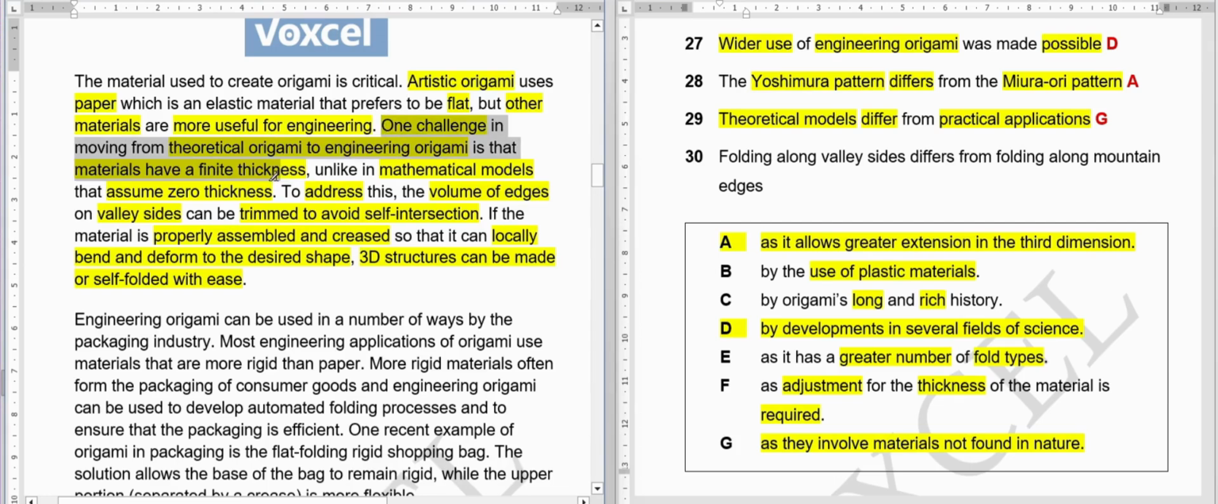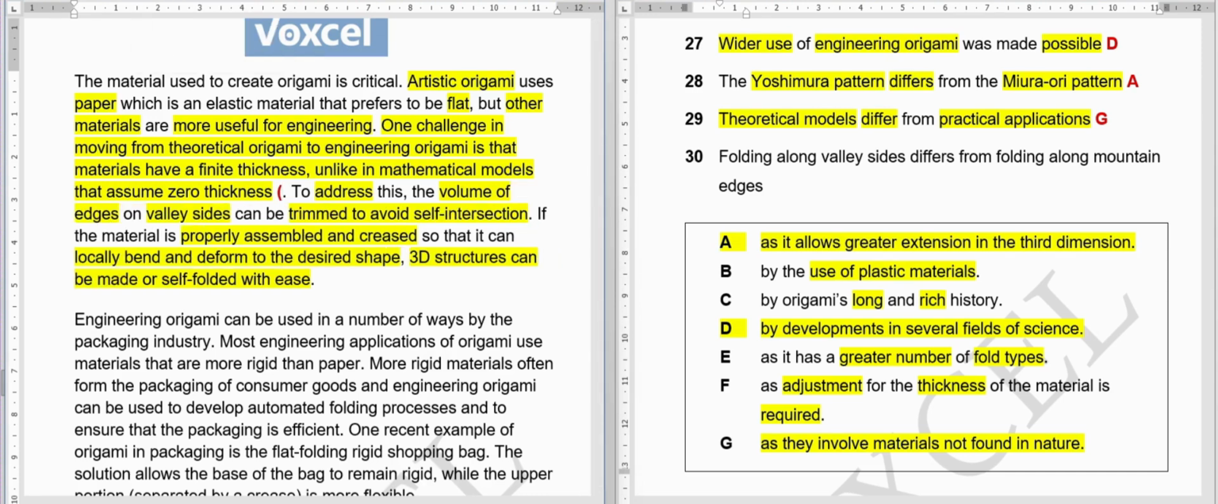One challenge, and this is the problem of moving from theoretical to practical. We do not find these materials in nature because every material has some sort of thickness. No matter how slim it is, it may be point zero zero something, but it will have some sort of thickness to it. But in theoretical, what we do is we assume materials have zero thickness.